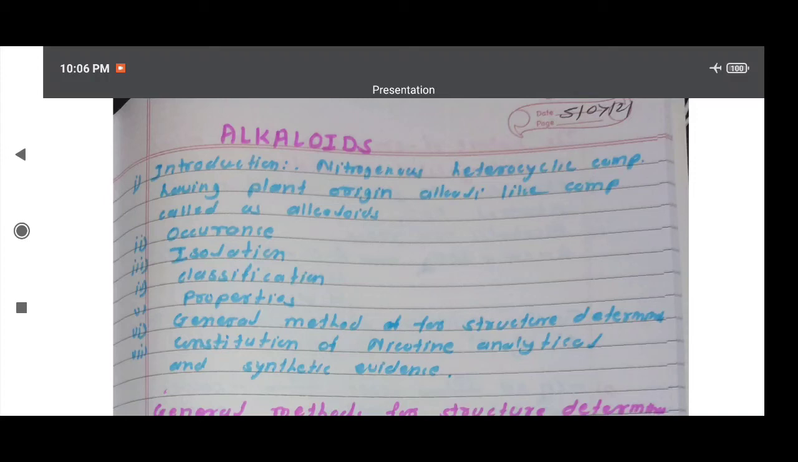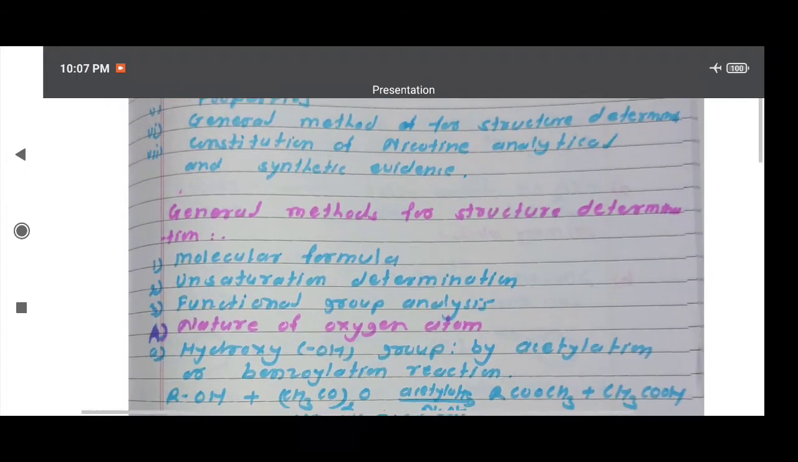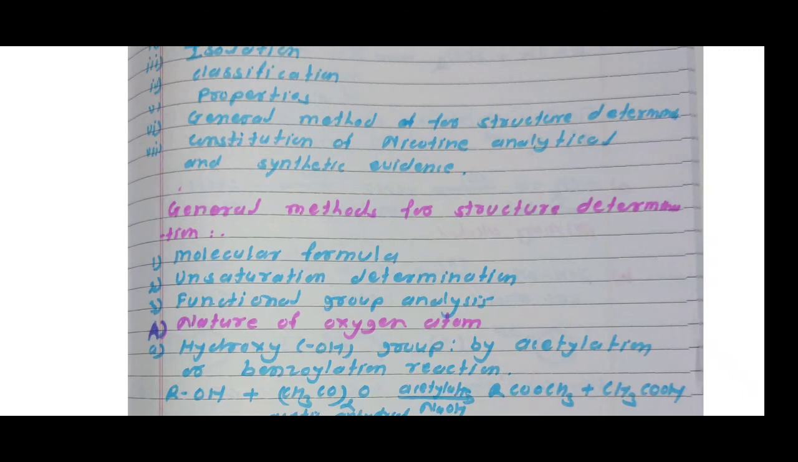Hello student, in the topic natural product, today I am discussing with you general methods for structure determination of alkaloids. In general method for structure determination of alkaloid, first is the molecular formula determination, means how molecular formula of alkaloid is determined. Here empirical formula is determined by qualitative and quantitative analysis. This is followed by the molecular weight and hence its molecular formula determined.